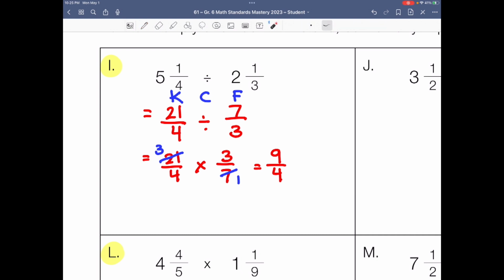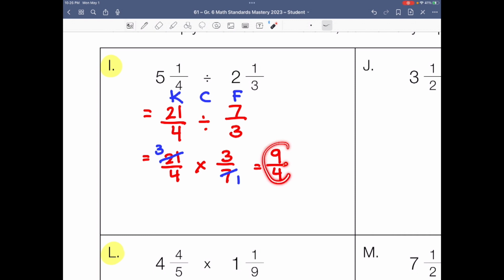So our answer so far is 9 fourths. And if you put this into a computer, it will mark it as correct. But it's a little difficult for our brain to understand, so let's convert it back to a mixed number. We're going to do it the long way first, and then we'll try the shortcut.